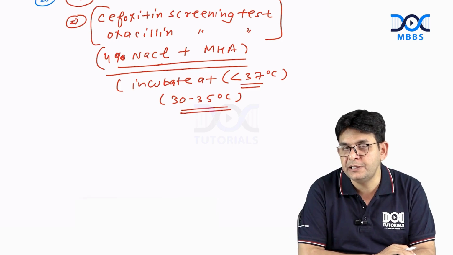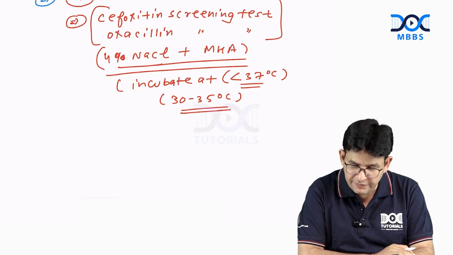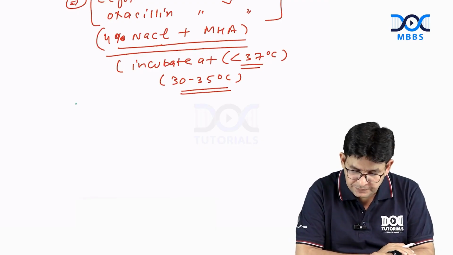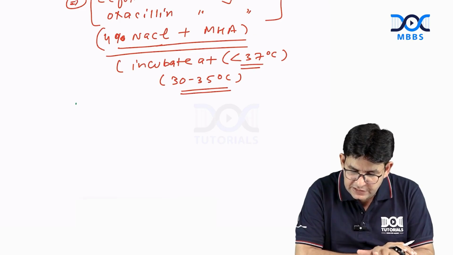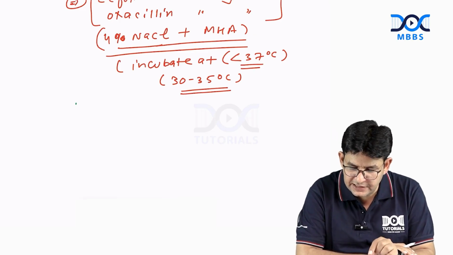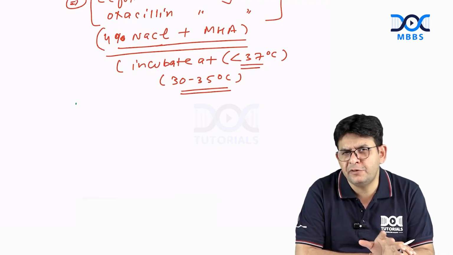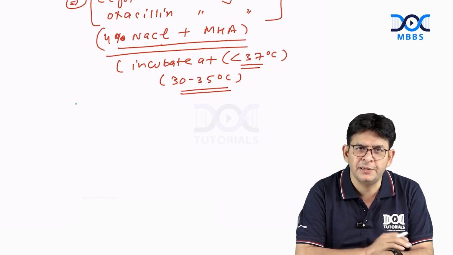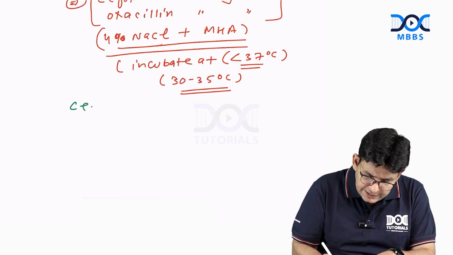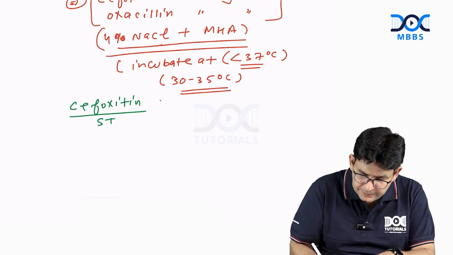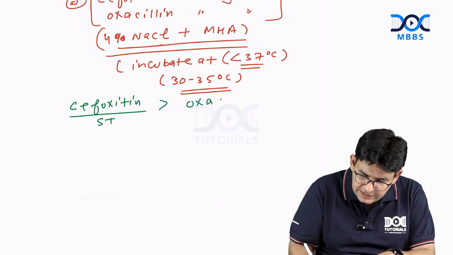At which temperature do you incubate them? 30 to 35 degrees centigrade. So that is also there in this particular one. So cefoxitin screening test or oxacillin screening test, these are there. And out of them, if somebody asks you, can you tell me cefoxitin is better or oxacillin is better? So obviously the answer is what, guys? Cefoxitin. Cefoxitin screening test is better than the oxacillin screening test.